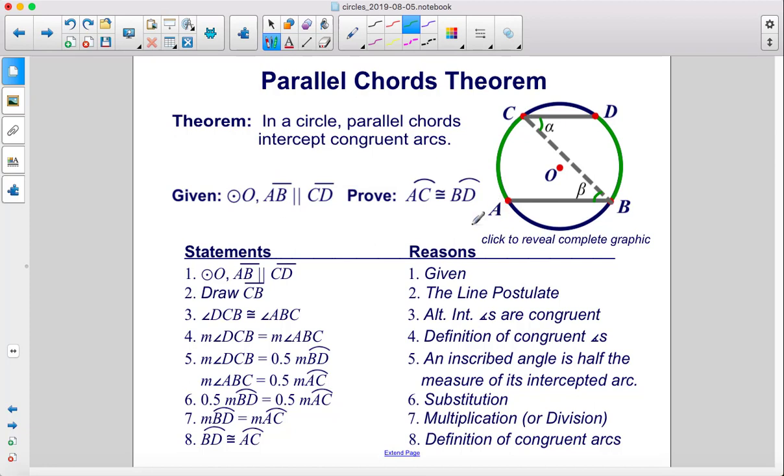So, due to substitution, we know 0.5 the measure of this arc, BD, equals 0.5 the measure of this arc, AC, and then we can divide both sides by 0.5, and we see, because of the definition of congruent arcs, that the arcs are congruent.